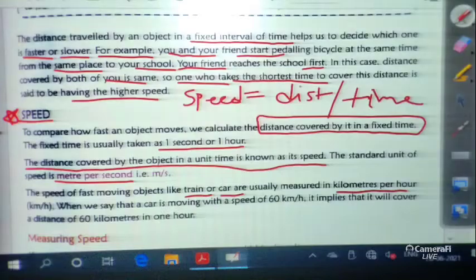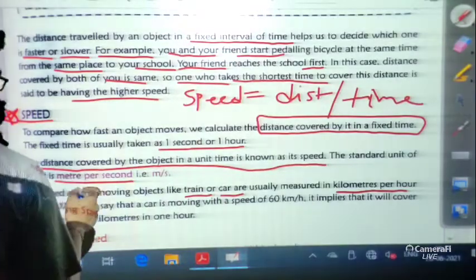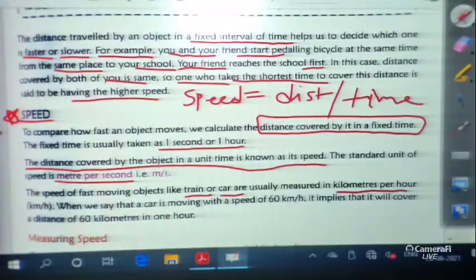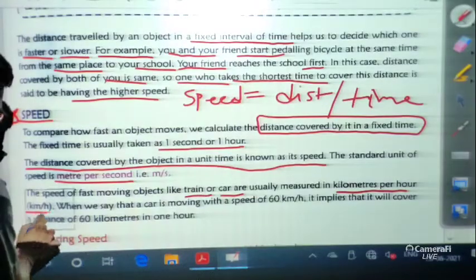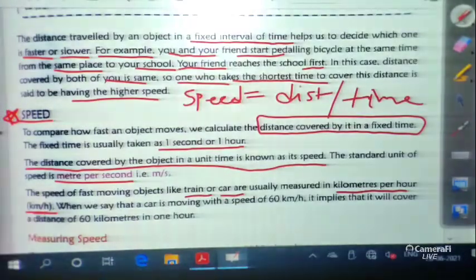If you have a vehicle, a motorbike or a scooty, you will find in the speedometer or the dial that the speed is measured in kilometer per hour. It is written like this, kilometer per hour.